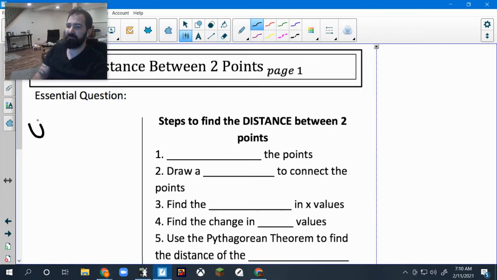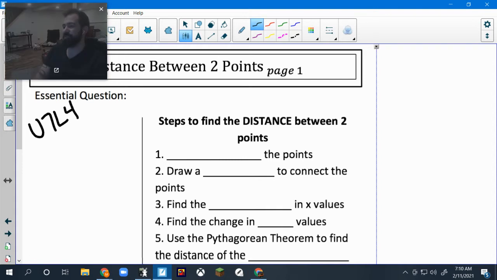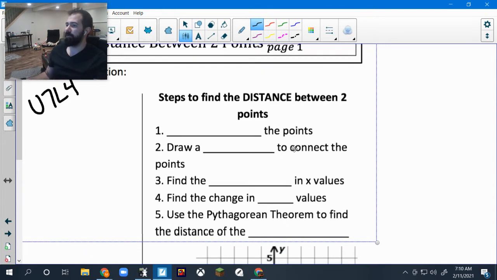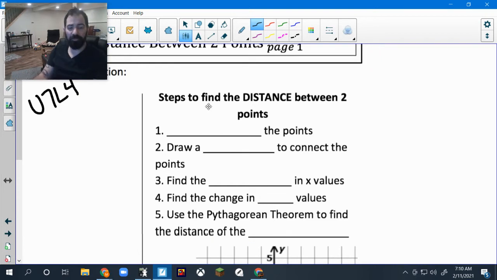Unit 7, Lesson 4, we are taking a look at the distance between 2 points. We're going to find the distance between 2 points, looking at a graph, and then trying to decide what that third side is. So, a couple steps when we can do this. Let's get into it. First step you want to do is you want to plot the points that you are given. Sometimes they'll be already given to you, but if not, you want to plot those points.